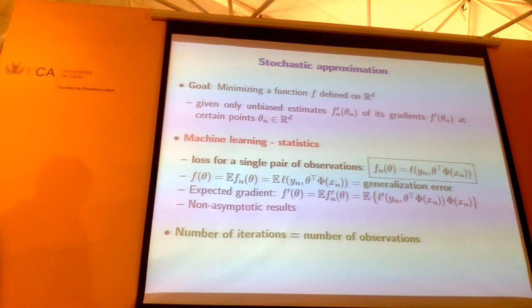In practice, we often end up doing several passes, and I will come back to that at the end. But clearly, the number of iterations is the number of observations, hence the change in notation. I'm going from n to t, from t to n, just to make sure that n is equal to t.